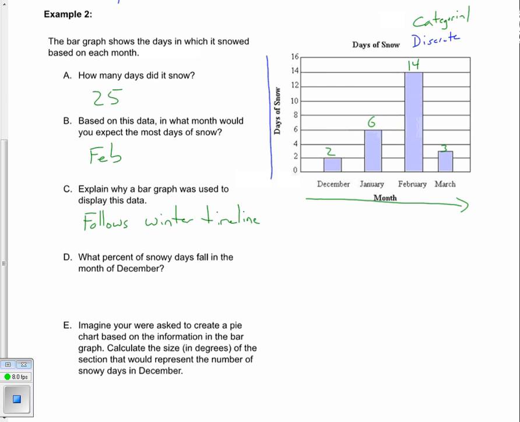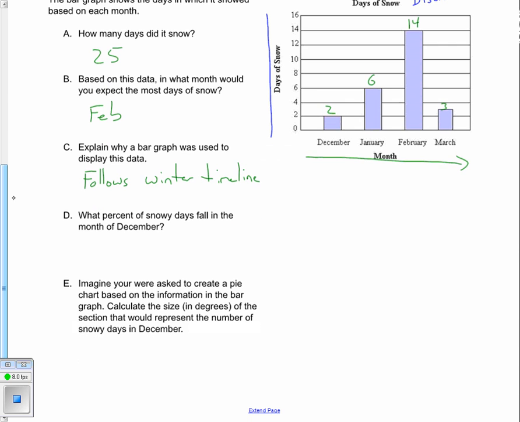The next question, part D, says what percentage of snowy days fall in the month of December? Well, we know that in total there are 25 days of snow. That's the total number. In December there's only 2 days of snow. That's the 2 on the top. So 2 out of the 25 days of winter happen to be in December.